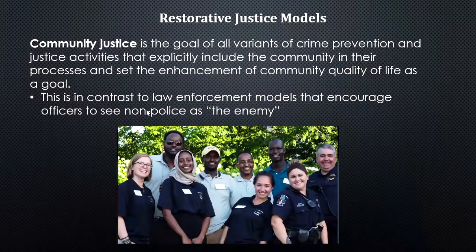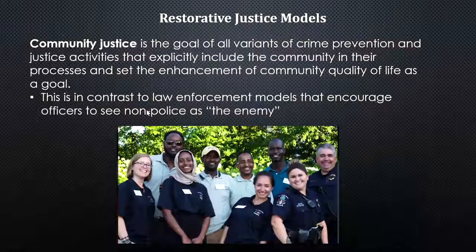Community justice is a goal of all variants of crime prevention and justice activities. And community justice explicitly includes the community in the process and sets enhancement of community quality of life as a goal. So community justice is a different way of law enforcement.